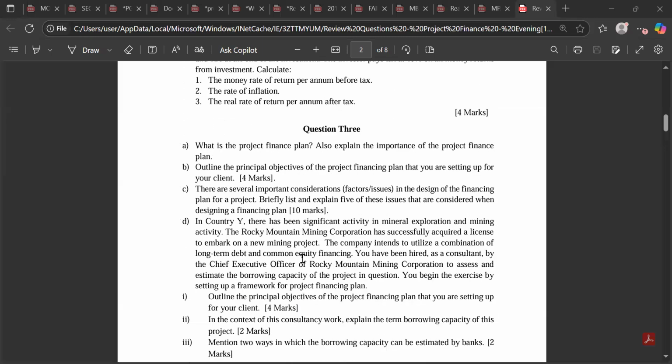So now, question 3A reads, what is the project finance plan? The project finance plan, in simple terms, refers to a structured financial arrangement designed to raise funding for a specific project. For instance, a power plant, a mine.